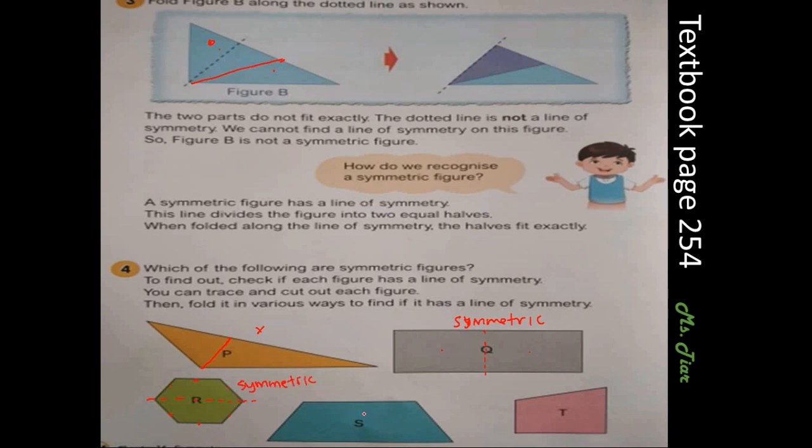Question S. Picture S, if we put the line of symmetry here, or we fold it in the middle here, I can assure you that this will fit exactly. So is this symmetric? Yes, it's a symmetric figure. How about question T? Where will we put the line of symmetry? Here? Even though we put it here, look at the size. One half is bigger than the other half, so it will not fit exactly. So is this symmetric? No. So this is not a symmetric figure.